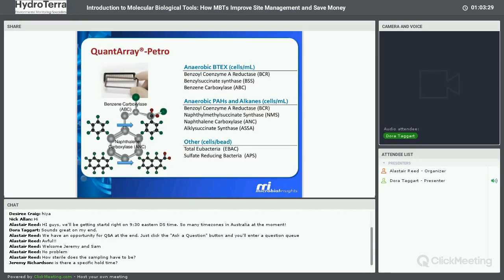So you want to pick locations based on what you know from the past history of that site. For most sites, I would say it's an average of 3 to 4 samples, unless it's a very large plume.